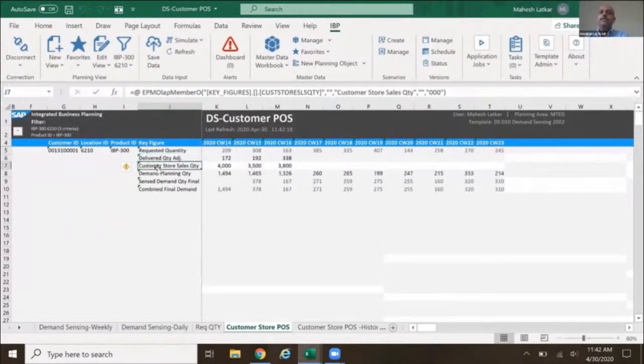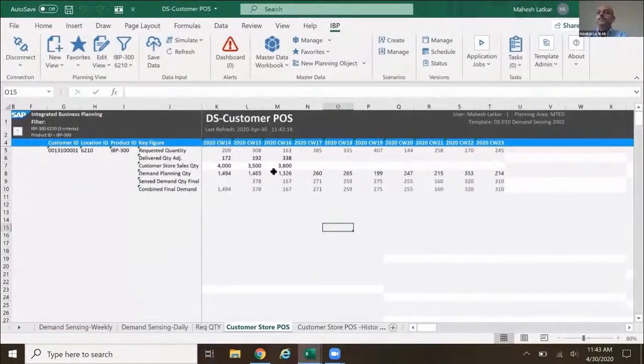And additionally, we are giving this customer store point of sales input to this algorithm, which is one of the downstream signals. You also have demand planning quantity, which is coming from the IBP demand plan in weekly buckets. And then the output would be your sales demand quantity final and combined final demand. So here we're just putting a few time buckets, 10 or 12. The current week is calendar week 18. So you will see demand sensing output will be for the current and future buckets, for the next, I think, 6 buckets.